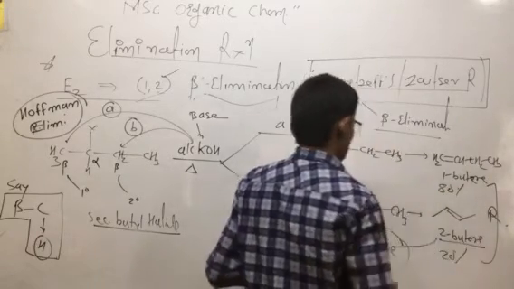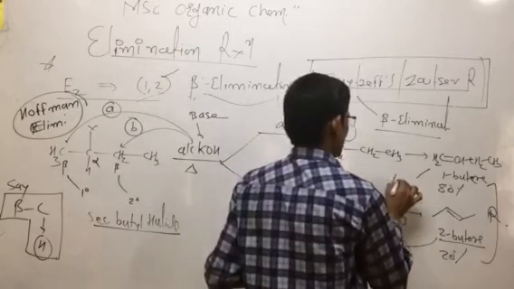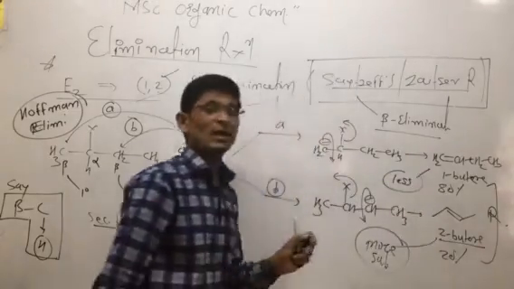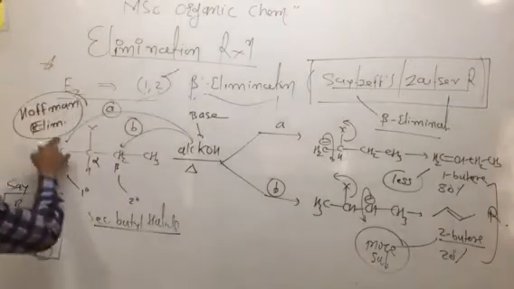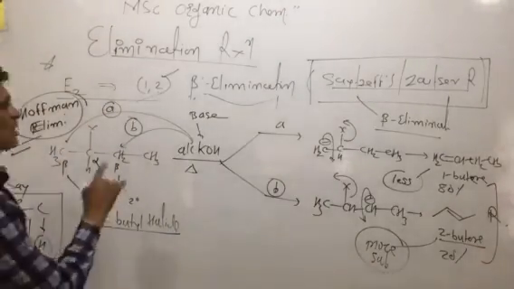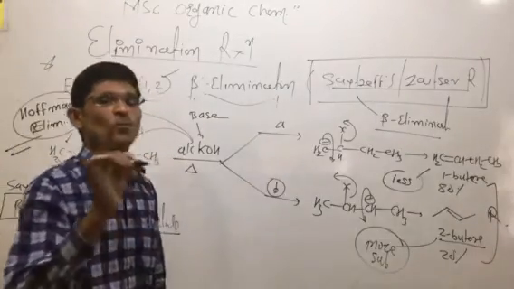So this is the less substituted, as you can say, the less substituted alkene product. The less substituted alkene is the major, and this is called the Hofmann elimination rule, as you can say, Hofmann elimination reaction or Hofmann rule.